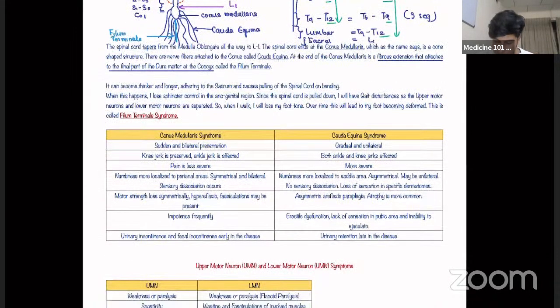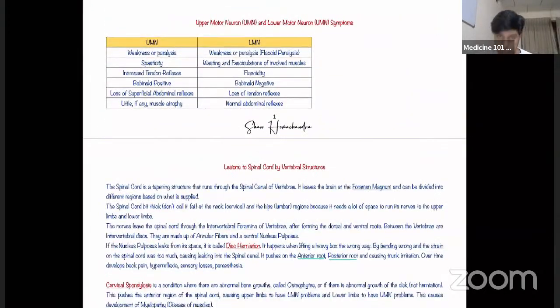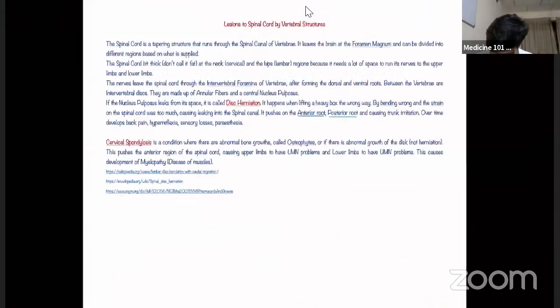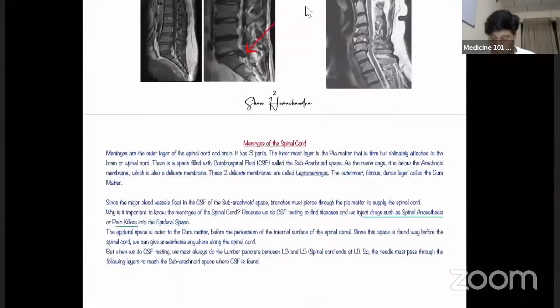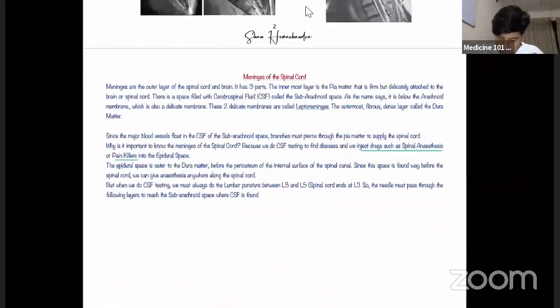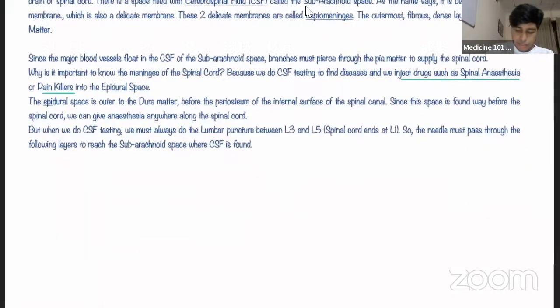So the next thing, I will talk about the structure of the spinal cord. Give me 1 second. Guys, if you have any questions till now, please ask. Okay, before I go to the structure of the spinal cord, I will do the meninges of the spinal cord and the brain. Now, what are the three meninges of the brain and spinal cord? Dura mater, pia mater, and arachnoid. Yeah, so you guys know that. So let me show you guys how I usually draw this.